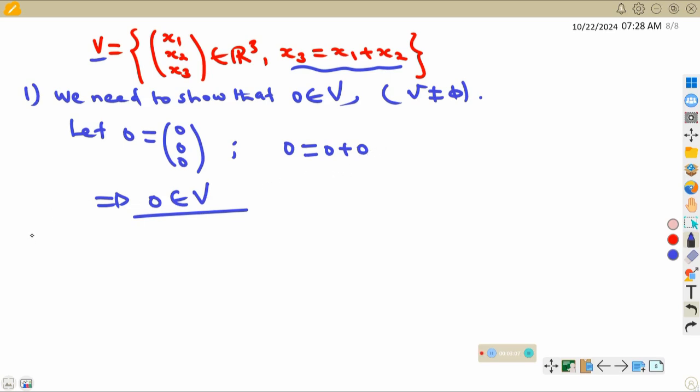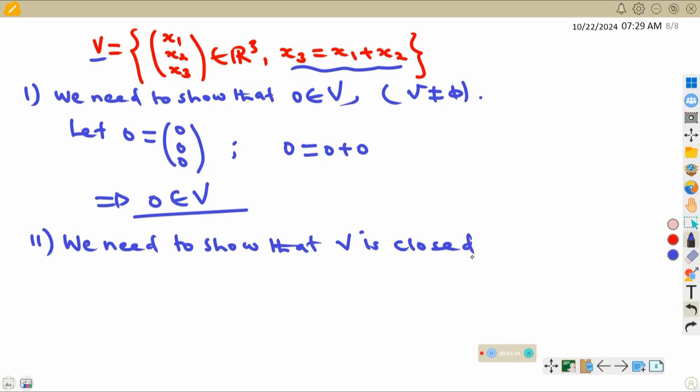Now, let us talk about the second condition. In our second condition, what do we need? We need to show that V is closed under vector addition. So for V to be closed under vector addition, you need to pick any two vectors in V, then you show that the sum is also in V.